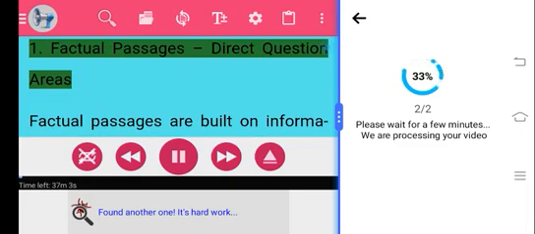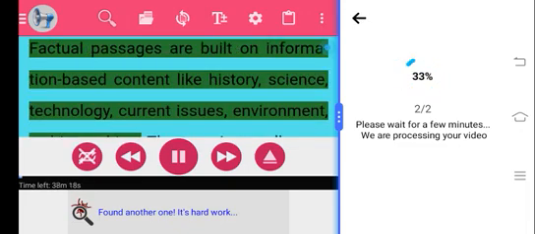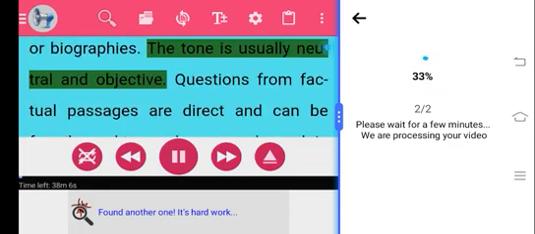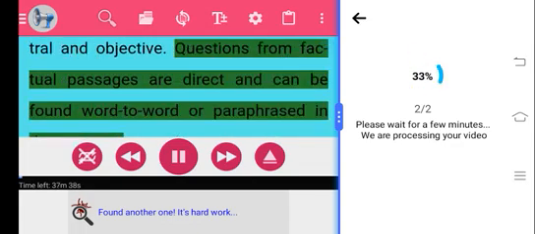1. Factual passages, direct question areas. Factual passages are built on information-based content like history, science, technology, current issues, environment, or biographies. The tone is usually neutral and objective. Questions from factual passages are direct and can be found word to word or paraphrased in the passage.